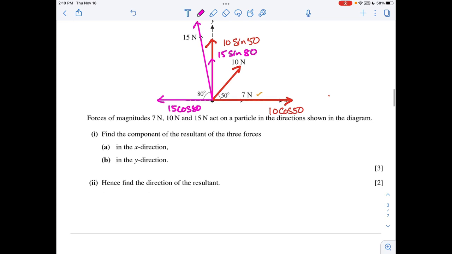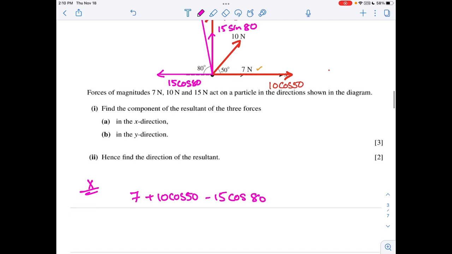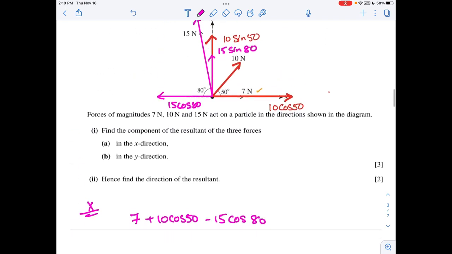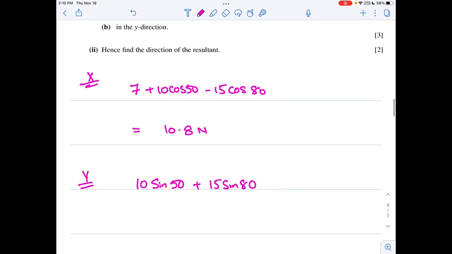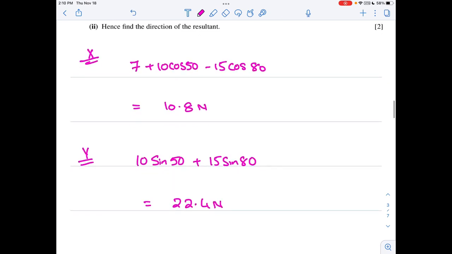So now along the X direction, 7 is in one direction, plus 10 cos 50 is in the same direction, but 15 cos 80 is in the opposite direction. So I simplify that and directly write the answer. It is 10.8 newtons. Now coming along the Y direction, we have 10 sin 50 and 15 sin 80 in the upward direction, nothing in the downward direction. So 10 sin 50 plus 15 sin 80, which I simplify, gives 22.4 newtons. Find the direction of the resultant.